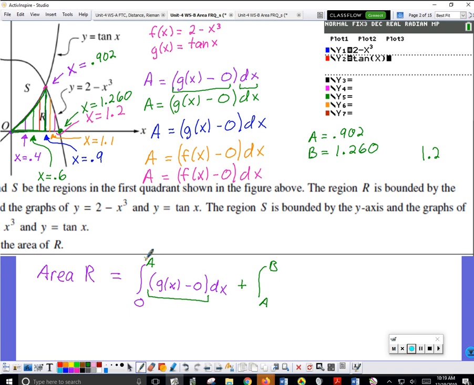We good here? Oh, please. Are we allowed to use g of x and f of x without specifying which one is which? Or do we need to specify that for whoever's grading as well, because otherwise we just need to put like tangent of x and 2 minus x cubed, right? Yeah, listen to Abby, please, everybody. Listen. Take 4 for that one. Listen.